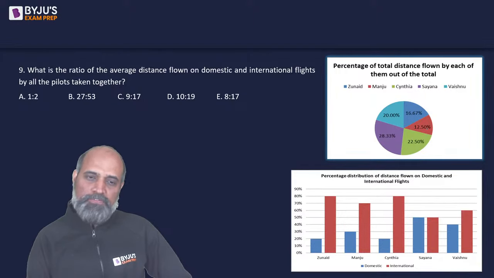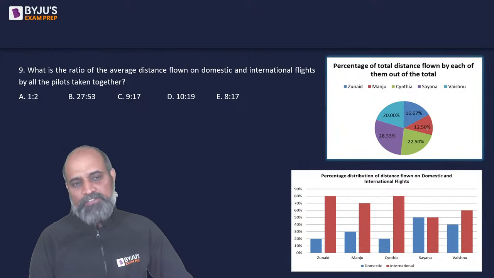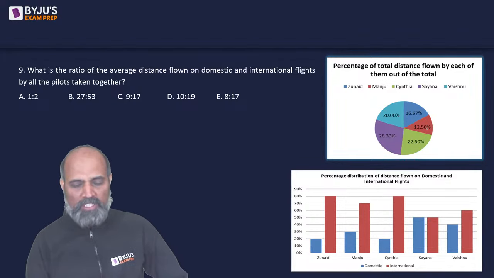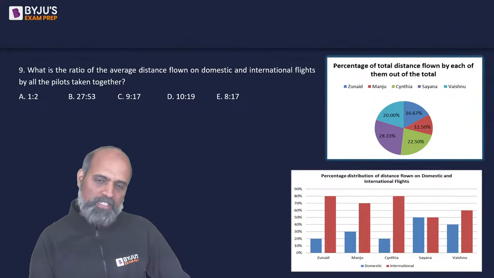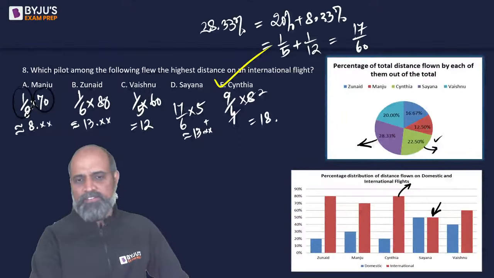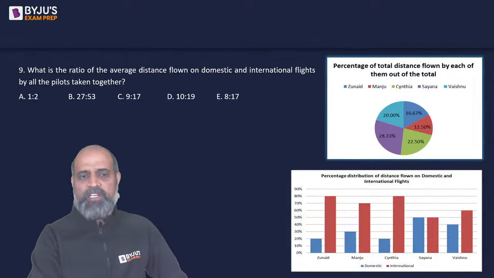Average distance flown on domestic and international flights by all the pilots taken together. It will be calculative because then we will have to calculate the total for this pilot, then for Junaid, then for Manju. The calculations that we did here for international, similar calculation we'll have to do for domestic and then take the average of those.